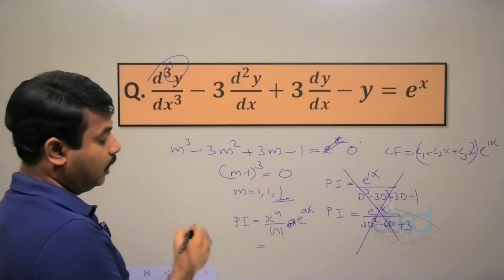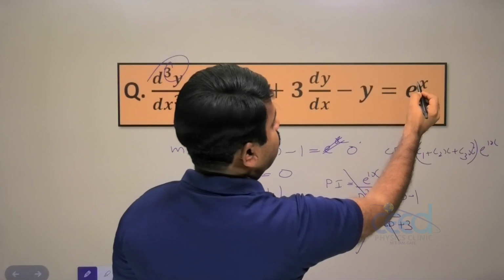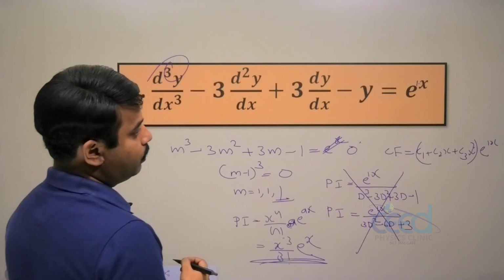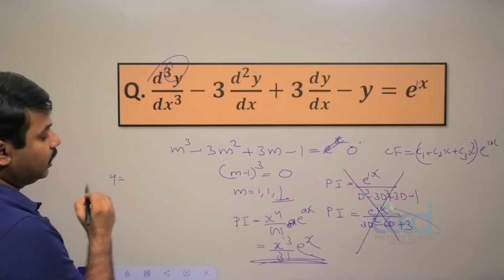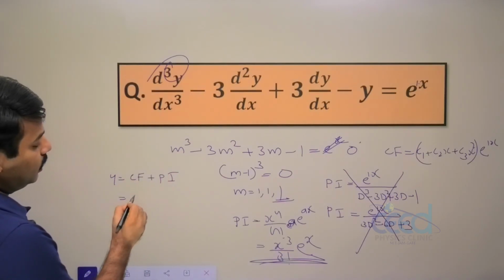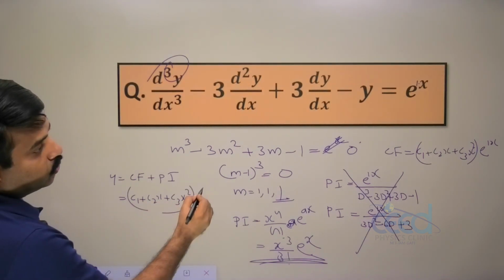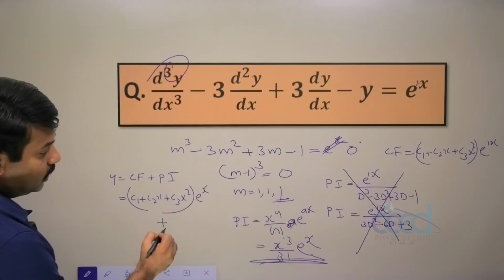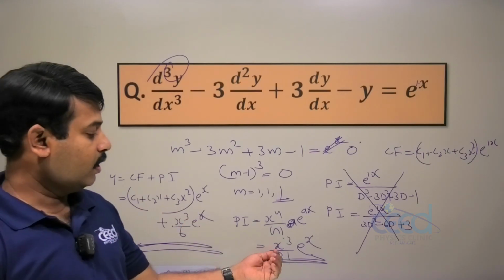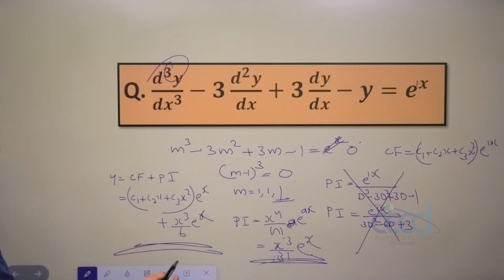Order is 3. That means x cube divided by 3 factorial into e raised to x. Right, this is the particular integral. Then what is the solution? y is equal to complementary function plus particular integral. That is (c1 + c2x + c3x square) e raised to x plus x cube by 6 into e raised to x, since 3 factorial is 6. Let's substitute there. So this is the solution.